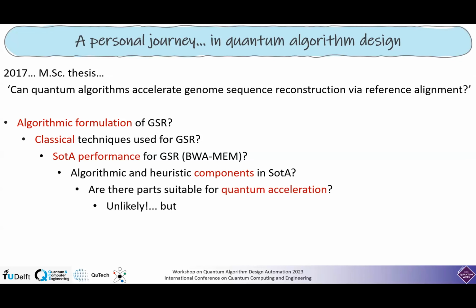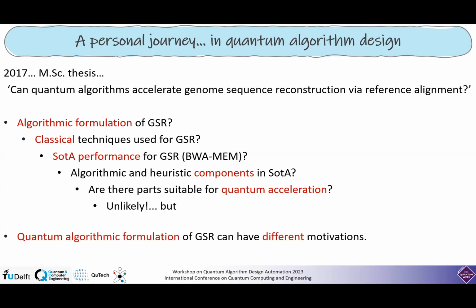So I couldn't figure out a part in BWMM which can be accelerated on quantum theory. So what do I do from there? I realized that, okay, BWMM doesn't work, but if you go back into the algorithmic formulation of GSR, the way that you formulate a quantum algorithm for GSR might be entirely different. So that's where the quantum algorithm design process started.